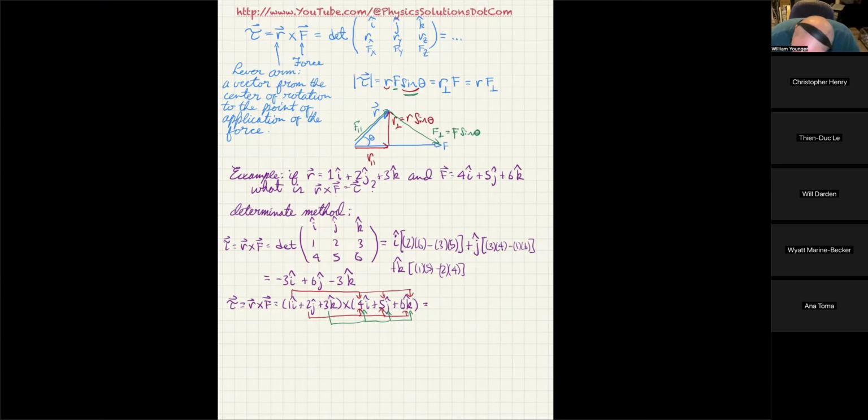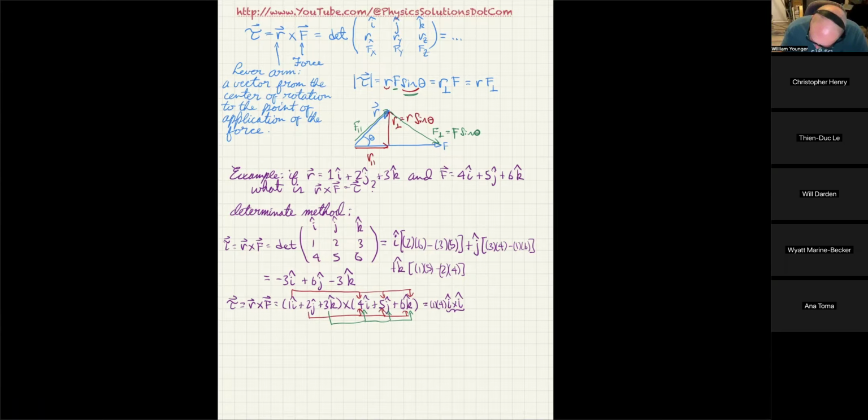So I'm taking the 1 and I'm taking the 4 and pulling them out in front, and then I get i hat cross i hat. It's important that you keep the order of the cross product, because i hat cross j hat is the opposite of j hat cross i hat, so they differ by a negative, and you'd get wrong answers if you didn't pay attention to that. So that's the first one.